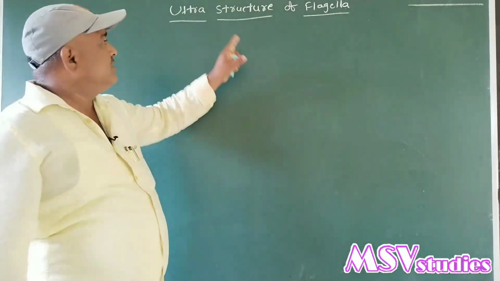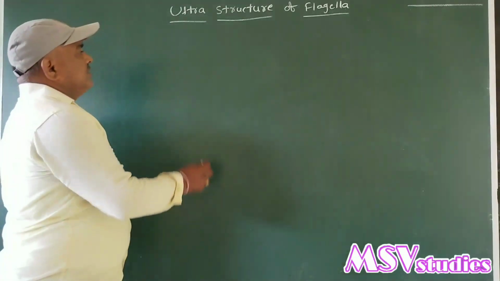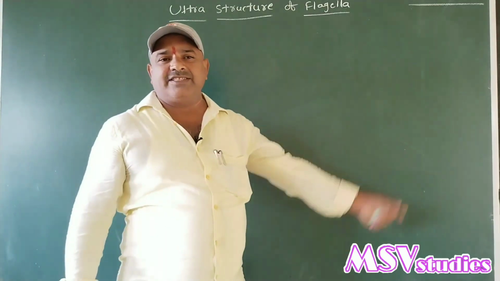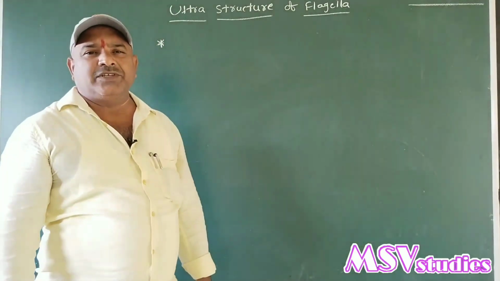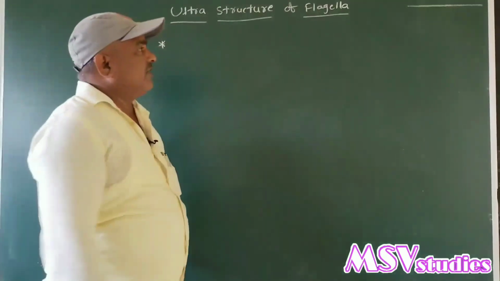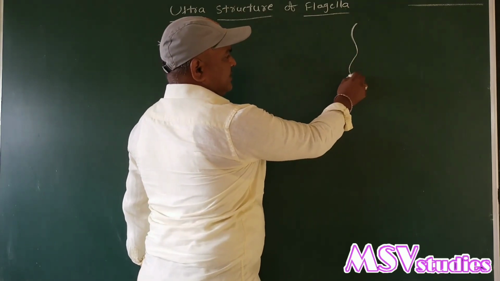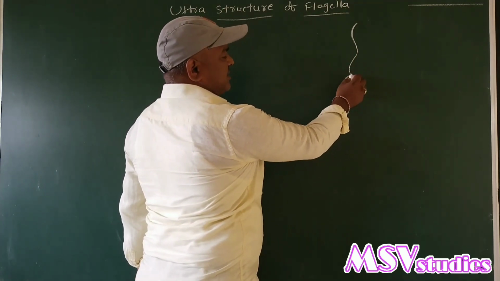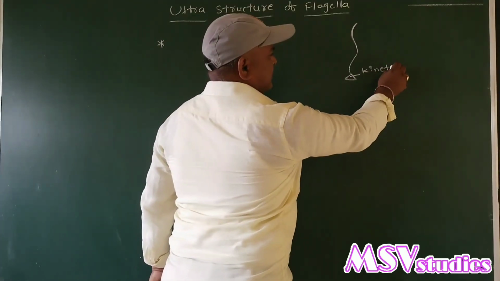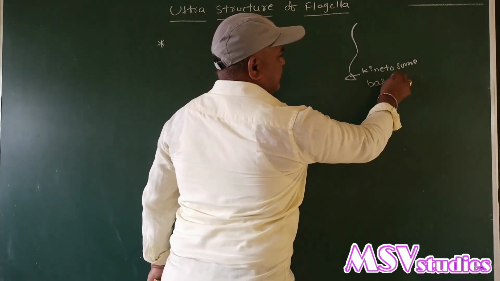Today we are discussing the ultrastructure of flagella and cilia. In our last class we discussed the flagella. It is a locomotor organ in Mastigophorans of protozoans. The flagella is a long whip-like structure. It originates from the kinetosome or basal granulae.